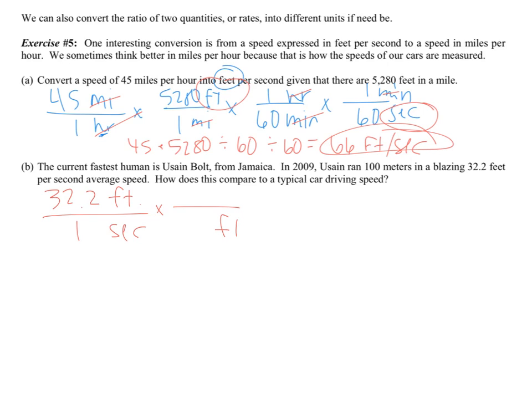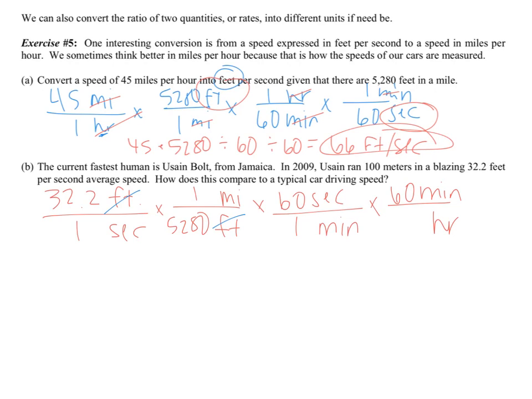So we need to cancel out feet, make it a mile, and in 1 mile, there's 5,280 feet. So we have already canceled out the feet and have ended up with mile. Now we need to cancel out the second. So there's 60 seconds in 1 minute. And then we need to cancel out minute to find hour. There are 60 minutes in 1 hour. So we have canceled out the seconds and the minute and have ended up with miles over hour.